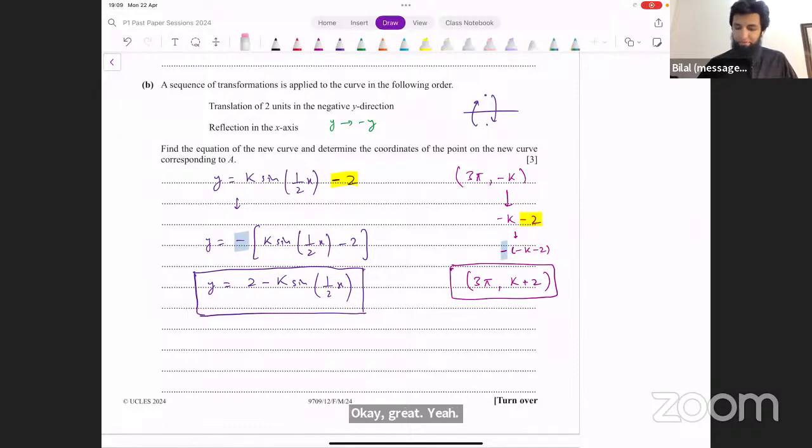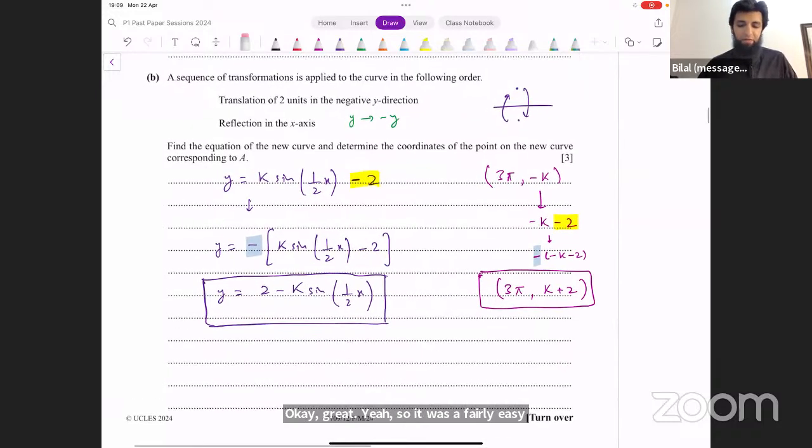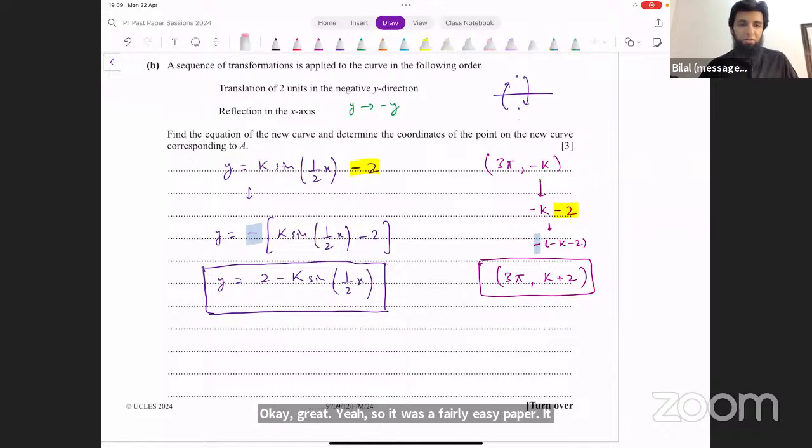Yeah, so it was a fairly easy paper. It would definitely be above the 60 threshold, maybe around 62, 61, 62 at a minimum.